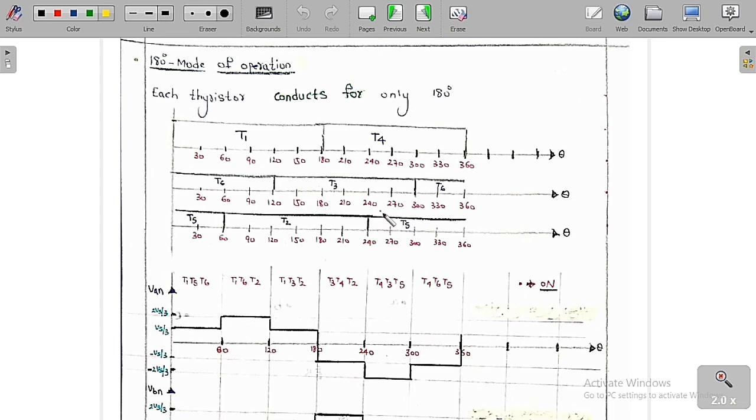So from 240 to the range of 180, T5 is connecting, and the remaining range is connected by T2. So this is the very simple thing. The only thing is the phase shift of 120 degrees. So each thyristor is going to connect for only 180 degrees.